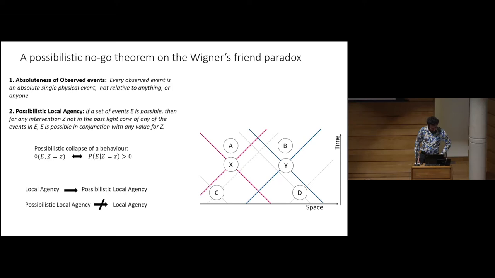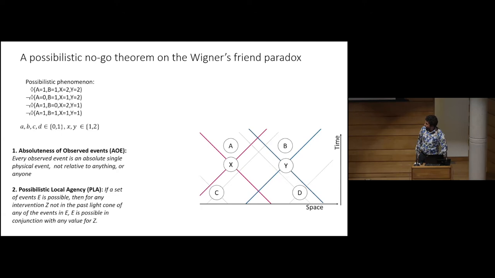Now, it should be clear that if probabilities satisfy local agency, then the possibilities implied by this possibilistic collapse will satisfy possibilistic local agency. But in general, the converse does not have to be true, so actually possibilistic local agency is even a little bit weaker condition than local agency.